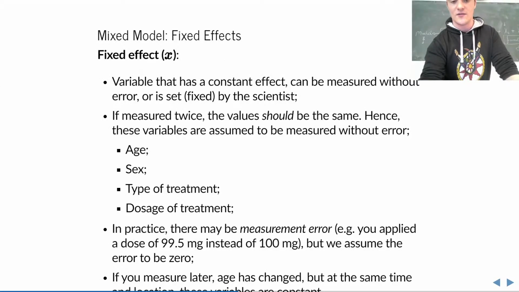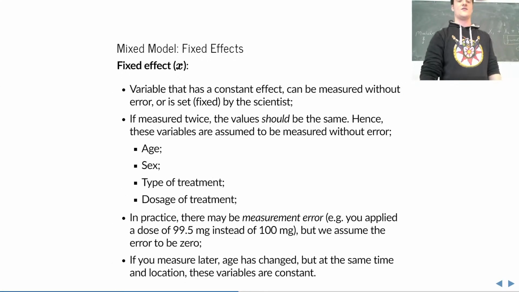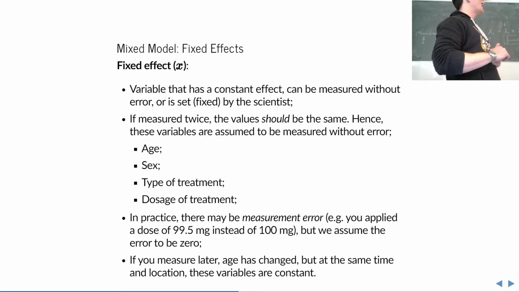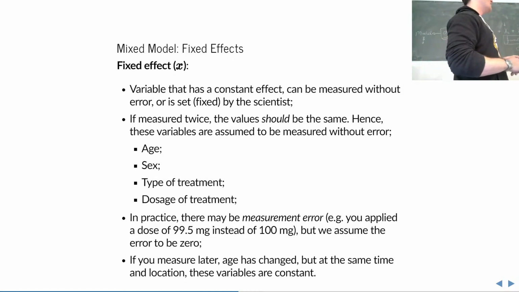Now, a fixed effect, I'm going to zoom out a little because it doesn't fit, is a variable that has a constant effect, or we assume that it is measured without error, or it is fixed or set by the scientists. The rule of thumb to identify these is to think: if I would measure this twice in my experiment instead of once, would the values be the same, yes or no? Within the same study, within the same time frame more or less, you don't expect someone's age to change, you don't expect someone's sex to change, you don't expect it to change what treatment they had, nor the dosage of the treatment that they had.